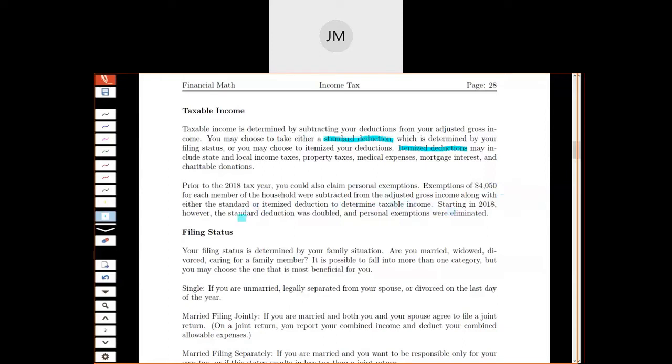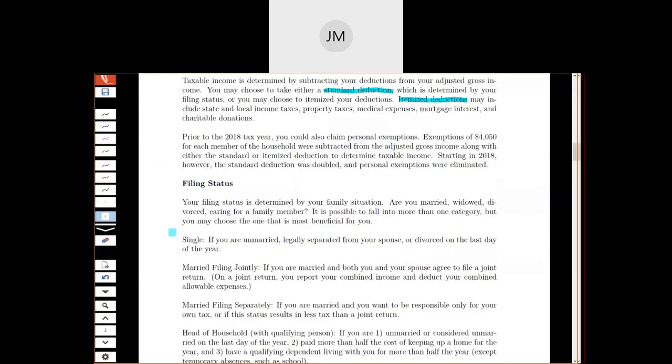Starting in 2018, they got rid of that, and instead they increased the size of the standard deduction. They doubled it. We'll look at that in a minute. Filing status.